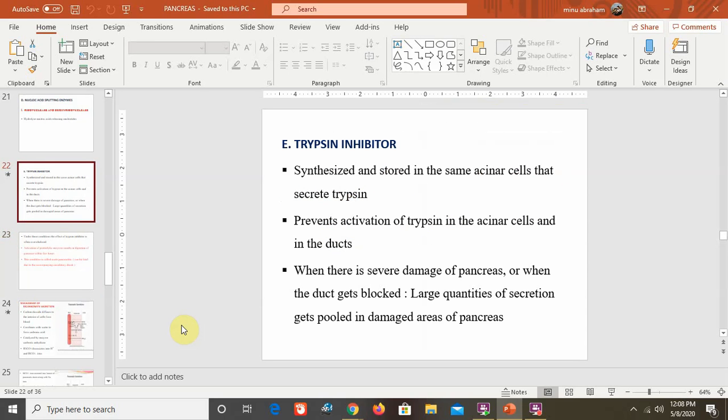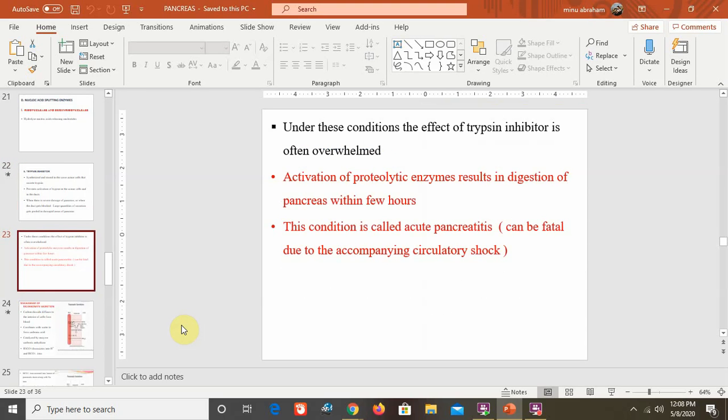Okay, so what happens is, normally your trypsin inhibitors prevent the action of trypsin in the acinar cells, but whenever there is damage of the pancreas, the effect of the trypsin inhibitor gets overwhelmed, and due to which there will be excessive activation of your proteolytic enzymes, which will result in the digestion of the pancreas, and that is called autodigestion of the pancreas, and this condition is called acute pancreatitis, which can be fatal.